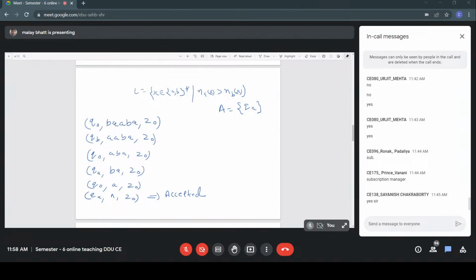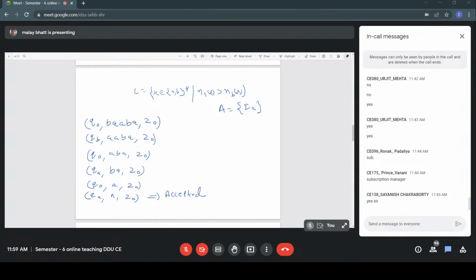Now Q0 and A. This is an extra A because the current state is Q0. So it is QA, then B, A, Z0. Now QA and B, so this A and B will cancel out. QA will convert again to Q0 as we don't have any extra A on the stack. So Q0, A, Z0.